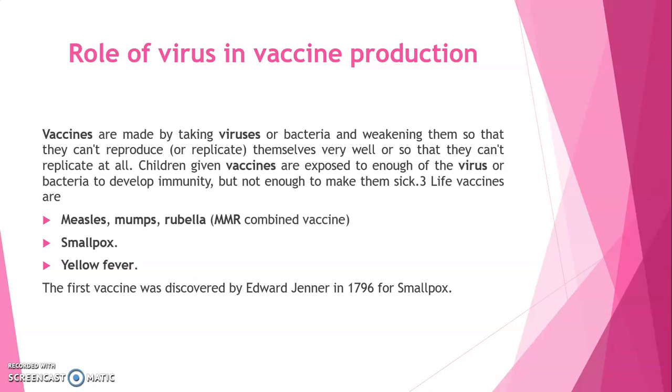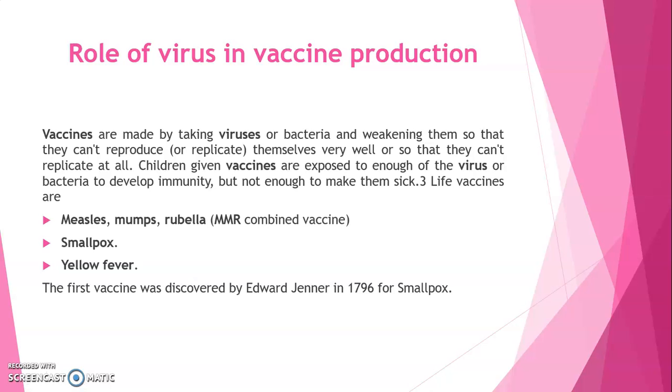Okay. Then there are so many roles in vaccine production. You have to study what are the roles of virus in vaccine production. Vaccines are made by taking virus or bacteria and weakening them so that they cannot reproduce themselves very well, so that they cannot replicate at all. Children are given vaccines, there are so many vaccines which are given to you also. These are live vaccines, that is measles, mumps, rubella, etc. Then smallpox, yellow fever. These are called live vaccines.